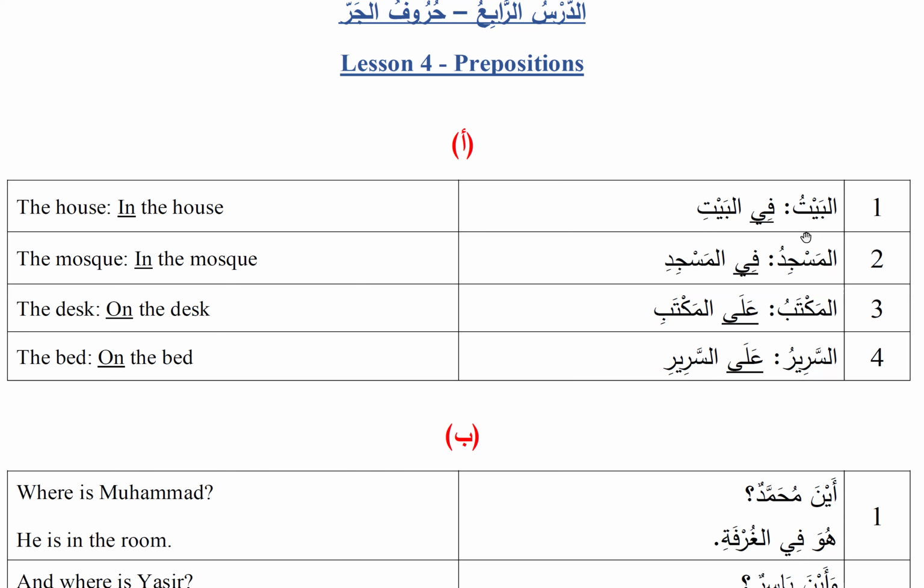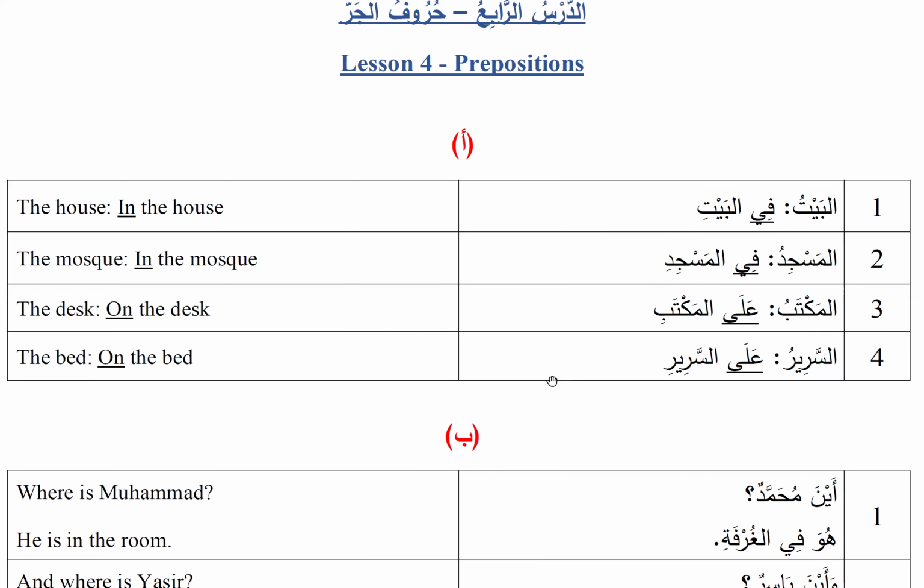Now when fi comes, which is a preposition, marfu' becomes majroor. Majroor means the main sign is kasra. One of the ways in which a word becomes majroor is if it is preceded by a preposition, a harf jar. If a harf jar comes before a noun, the noun after the preposition will be in the state of majroor, and the main sign of majroor is kasra. That's why al-baytu becomes fil bayti. Likewise, al-masjidu, the mosque, becomes fil masjidi, in the mosque.